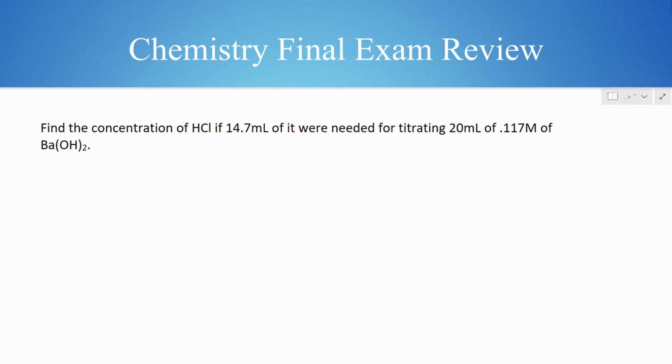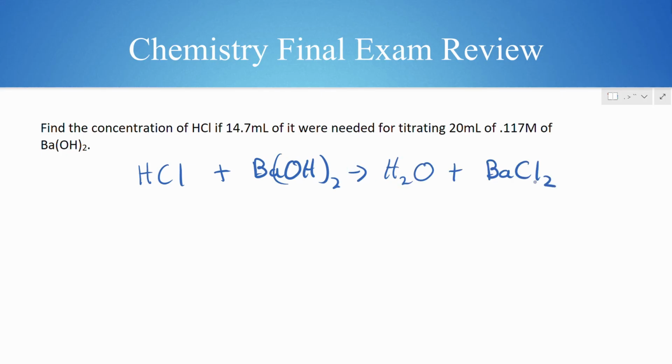Find the concentration of HCl if 14.7 mL of it were needed for titrating 20 milliliters of 0.117 M barium hydroxide. For this problem, for titration, we need to make sure that the number of moles of acid and base are fitting to their balanced equation. So HCl plus Ba(OH)2, these two combine to make water, and the salt, and we balance this equation.